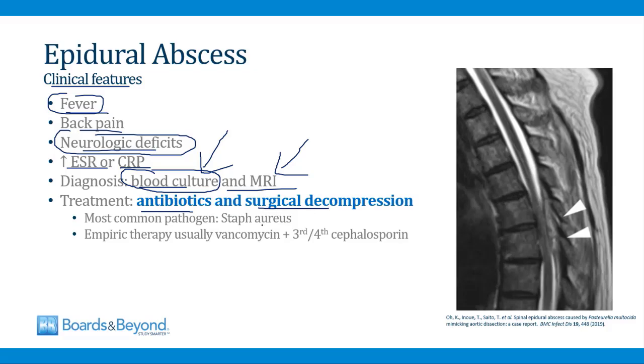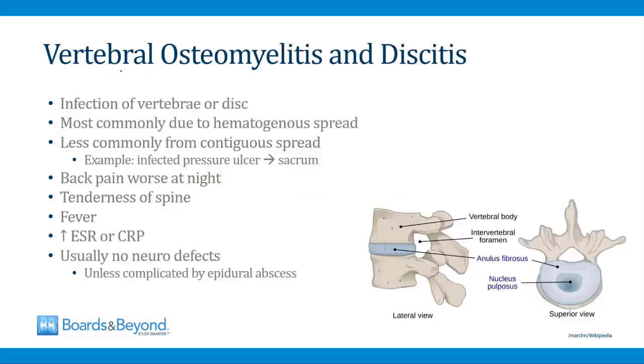The most common pathogen is Staph aureus. This is also a common pathogen for bacteremia and endocarditis. And initially, if you don't know the bacterial sensitivities, treatment is usually with vancomycin plus a third or fourth generation cephalosporin antibiotic. These drugs give broad coverage, including coverage of possible MRSA. And then related to an epidural abscess is another type of infection involving the spine called vertebral osteomyelitis and discitis.